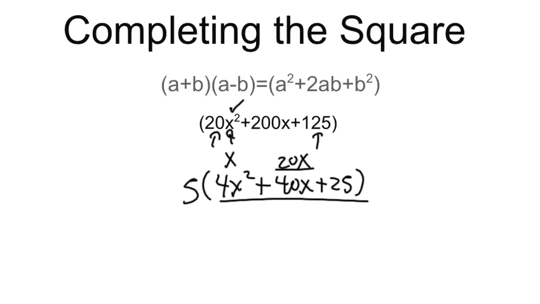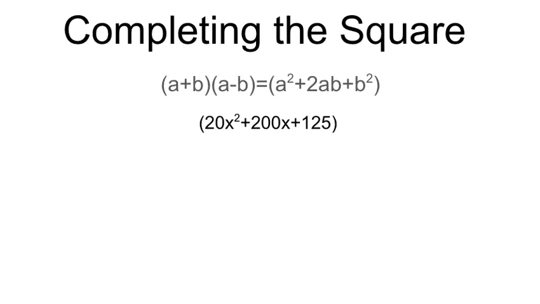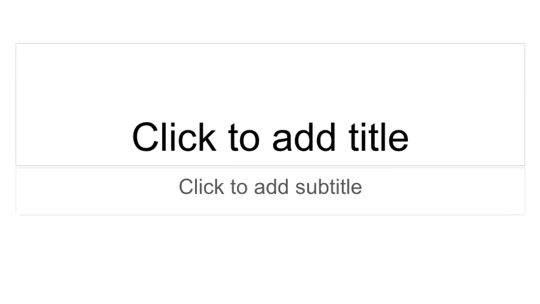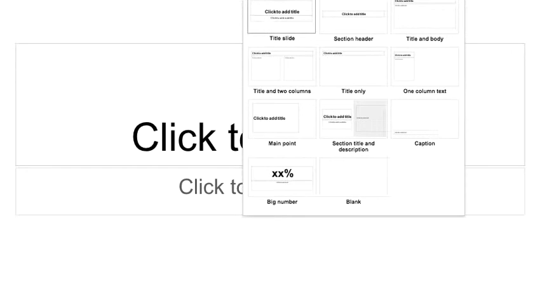I'm just going to create this one. So hold on real quick. Let me look at one more quick example. Let's see. I want to change the layout here to blank. Okay. So here we go. Let's say that I have x squared plus 6x plus 9. Okay, so let's look.